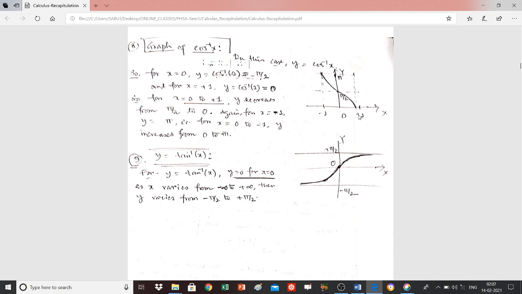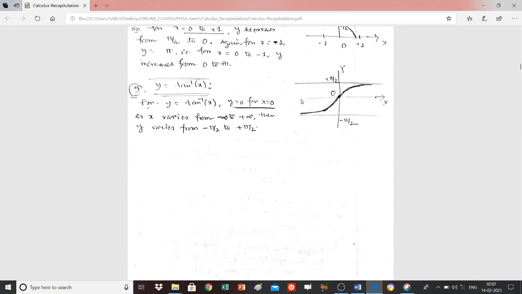And for x is equal to plus 1, y, that is equal to cos inverse x, should be 0, that is here. And for x is equal to minus 1, it should be pi, that is here. So just connect this. This is the graph of cos inverse x.